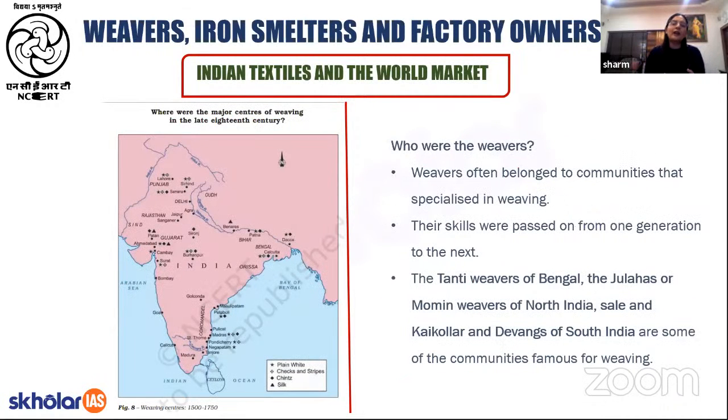Till now, students, we have understood what the textile industry of India was like before the coming of the Europeans in our country, what were the varieties that were produced, and what were the important varieties that were a part of the international trade. Now, students, we are going to talk about the people who were making these textiles, that is the weavers. Now, students, the weavers belong to the communities who were specializing in weaving, and the skills were passed to them from one generation to the next.